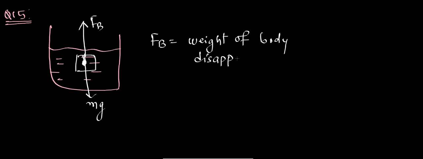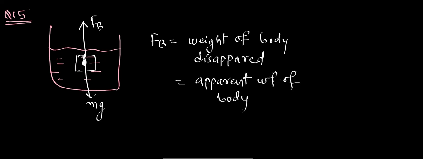I told you outside 6 newtons, inside 4 newtons. That means 2 newtons disappeared. That is the value of upthrust. The weight of the body that disappeared is also called the apparent weight of the body. This is also equal to what? Weight of the fluid displaced by the body.